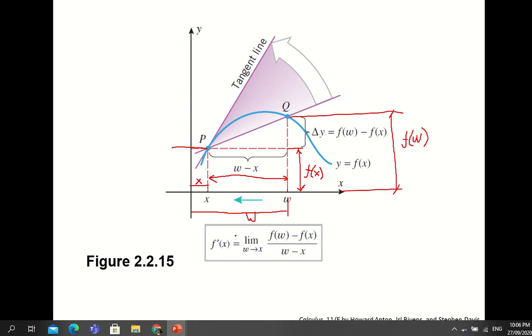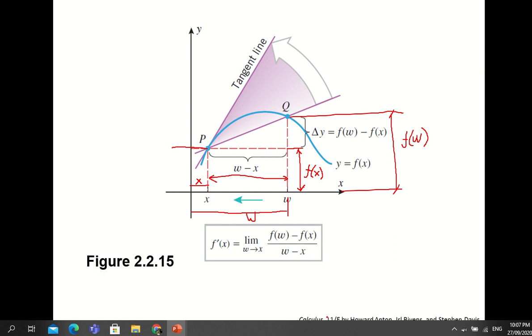Then we have here the derivative of the function at x equal to the limit of this difference of the vertical component, which is what we call the rise, divided by the difference of the horizontal distances, which is w minus x. So f prime of x equals the limit of the difference of these vertical distances, which we call the rise, over the horizontal distances, which we call the run.